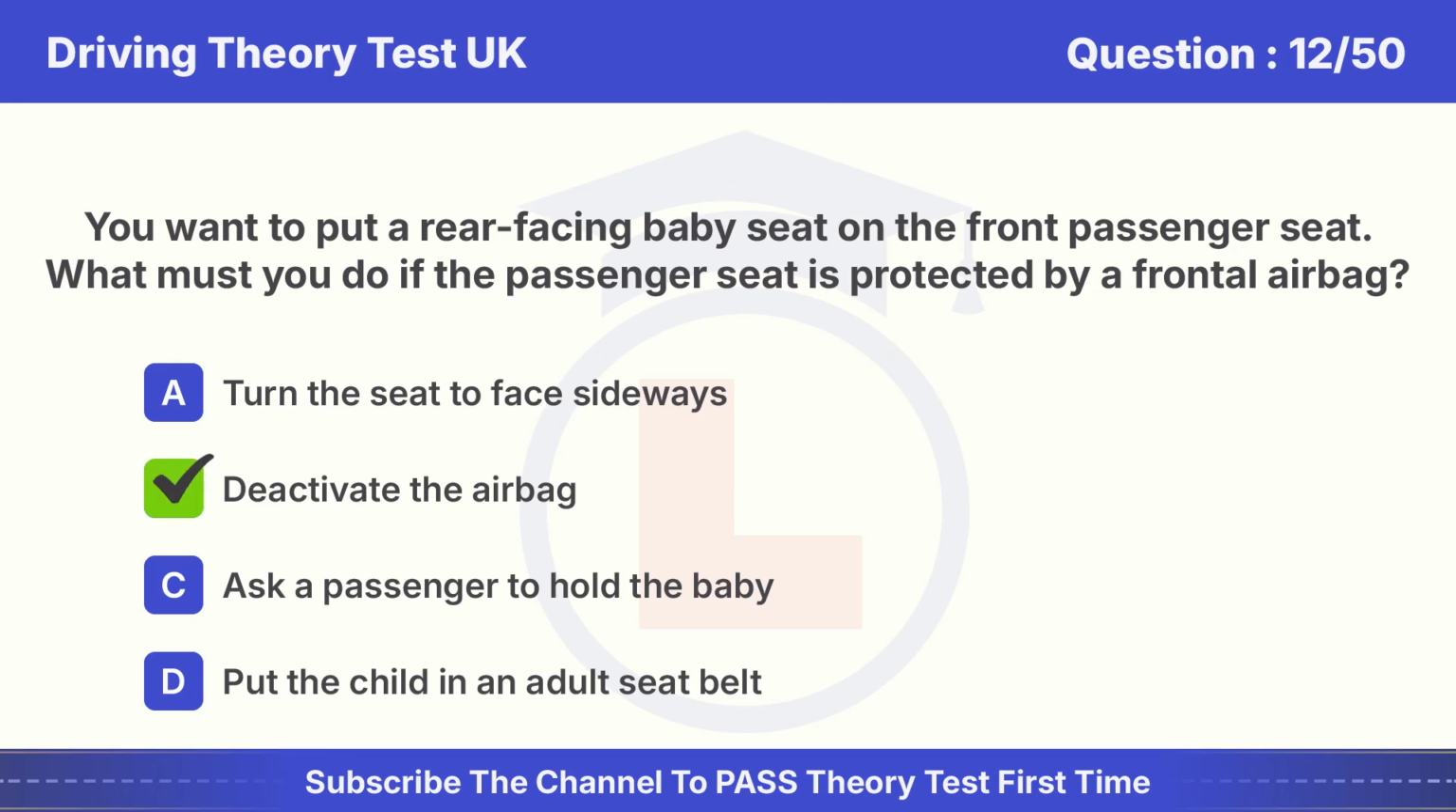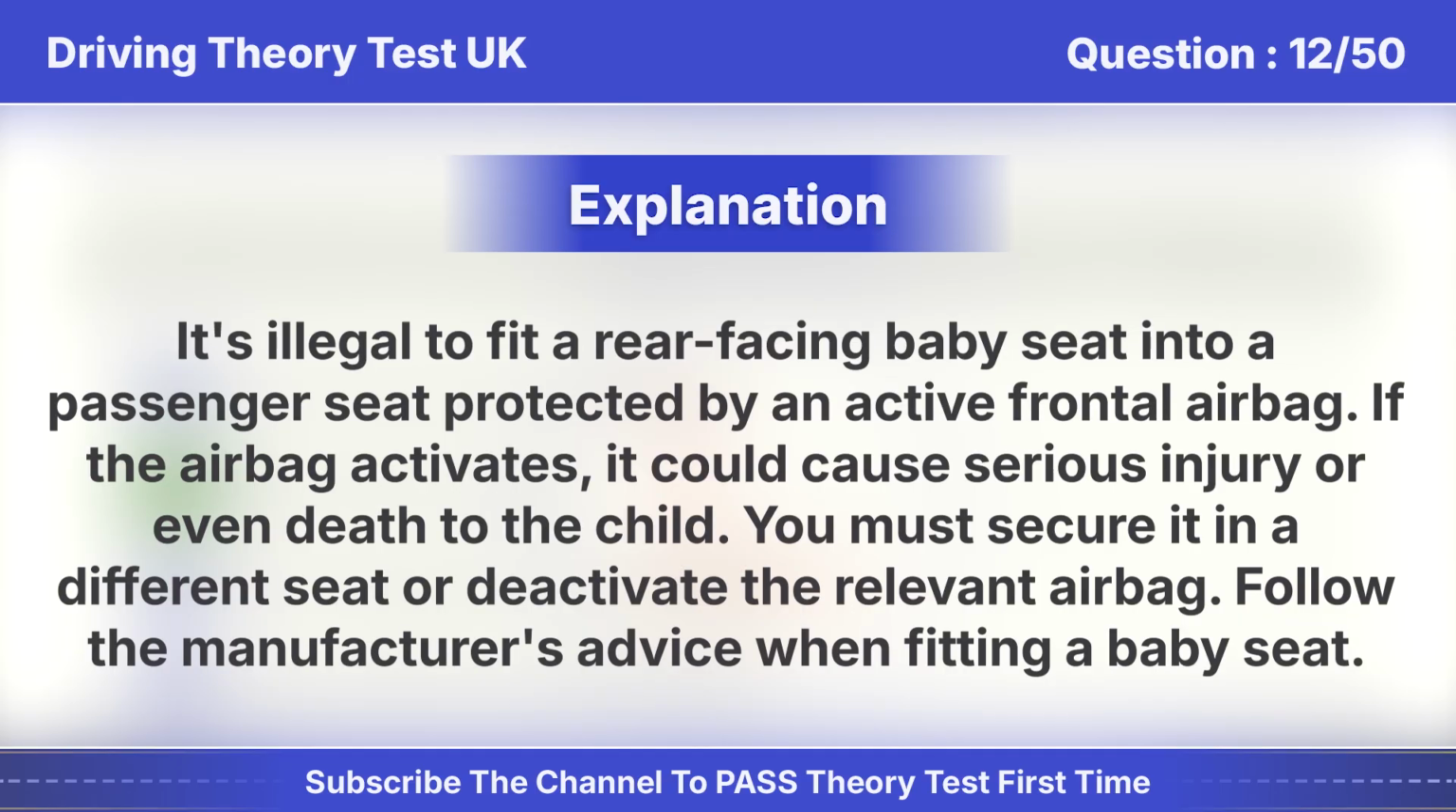Answer is B. Deactivate the airbag. It's illegal to fit a rear-facing baby seat into a passenger seat protected by an active frontal airbag. If the airbag activates, it could cause serious injury or even death to the child. You must secure it in a different seat or deactivate the relevant airbag. Follow the manufacturer's advice when fitting a baby seat.